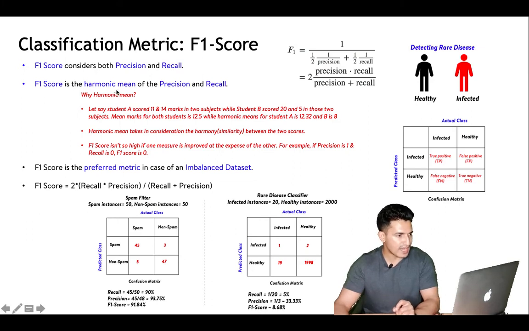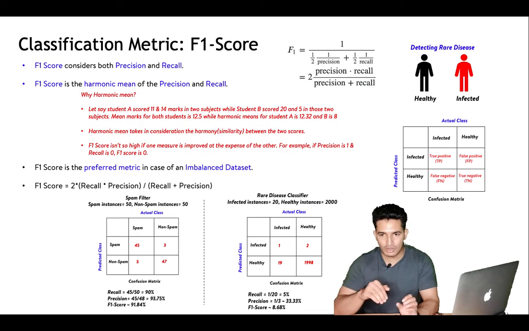F1 score is the harmonic mean of the precision and recall. And harmonic mean looks something like this, where when we have to take the mean of two values, we first take the reciprocal of the two values, take a mean of it, and take a reciprocal of that value. So here we are taking reciprocal of precision, reciprocal of recall, taking a mean of it, and then doing a reciprocal. So the F1 score looks like 2 into precision into recall divided by precision plus recall.